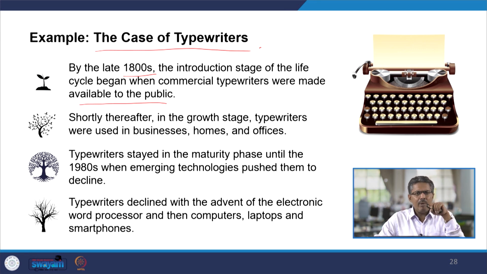And then what happened? Typewriters stayed in the maturity phase until the 1980s, so almost more than 100 years, when emerging technologies pushed them to decline. For example, computers came in a big way. Today you have mobiles also where you can type and write something, but at least computers came in a big way, and then finally it declined with the advent of the electronic word processor. And then computers, laptops and smartphones. All this added to the decline of the product, and it completely went out of the market.